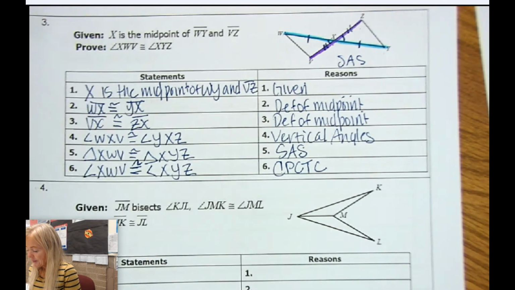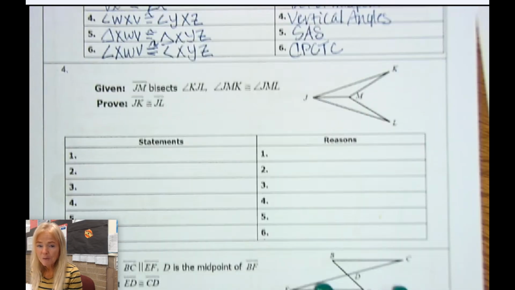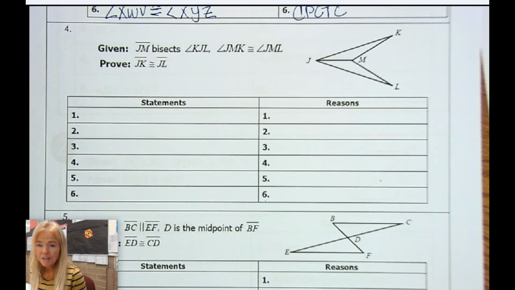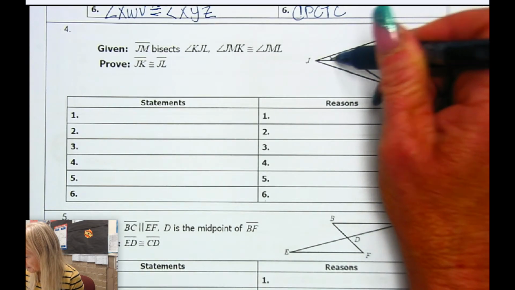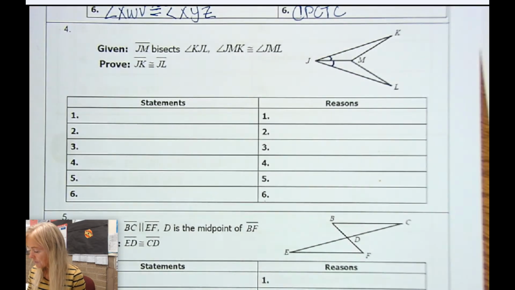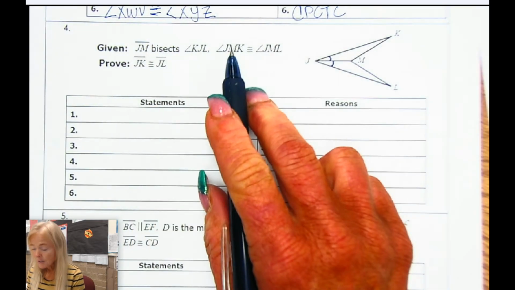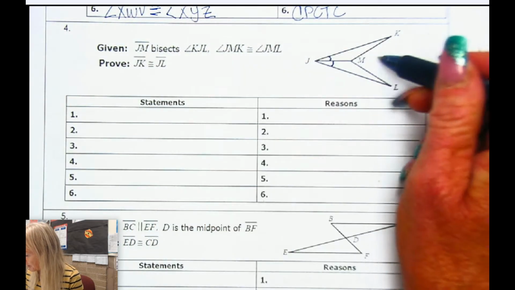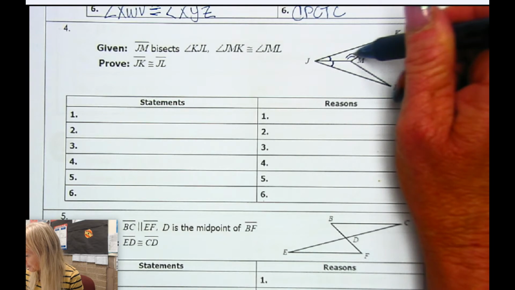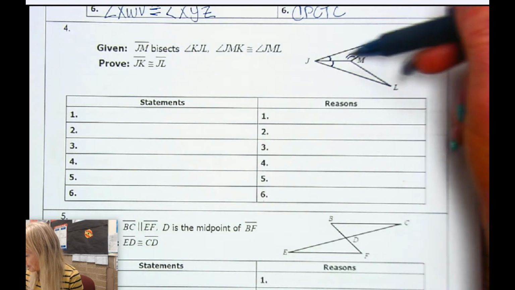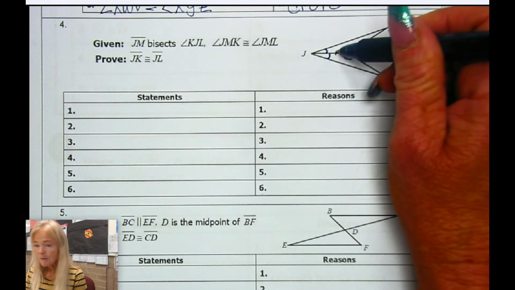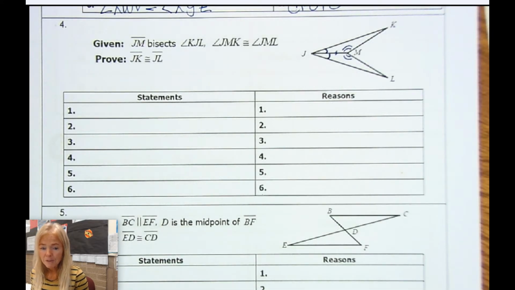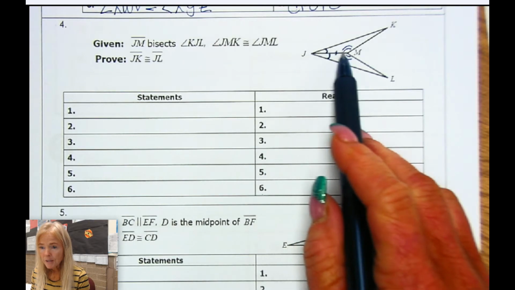All right, next we'll move on to number 4. JM bisects angle KJL. So JM bisects KJL, that's this and this angle will be congruent by definition of bisector. And then these two angles, JMK, so that's right here, and JML right here are congruent. And then I know my reflexive side is congruent to itself. So I have angle, side, angle, don't I?